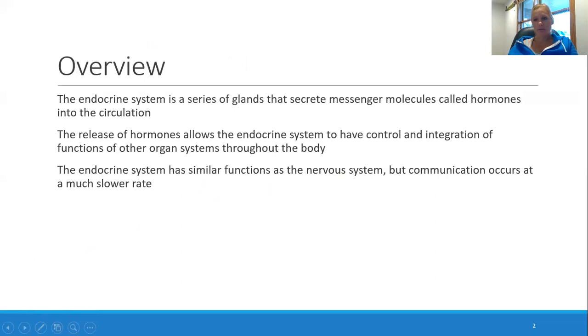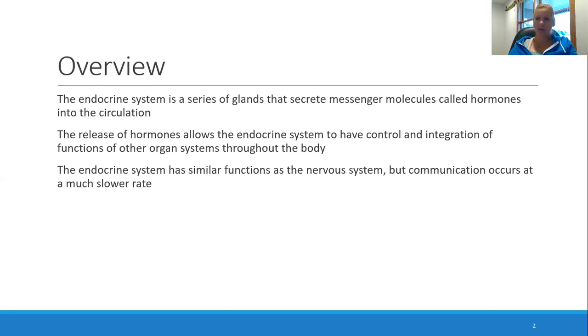So, kind of as an overview, what exactly is this system? What does it include? So we've got some glands that are going to secrete hormones, which are kind of like the messenger molecule, into the bloodstream. And then that hormone is going to be carried in the bloodstream, and that can control or coordinate different things and have kind of an all-encompassing effect on the body, or it can go to a specific target organ, which we'll talk about. Okay. Again, as mentioned, the endocrine system has a similar function to what we see in the nervous system. However, communication occurs significantly slower.